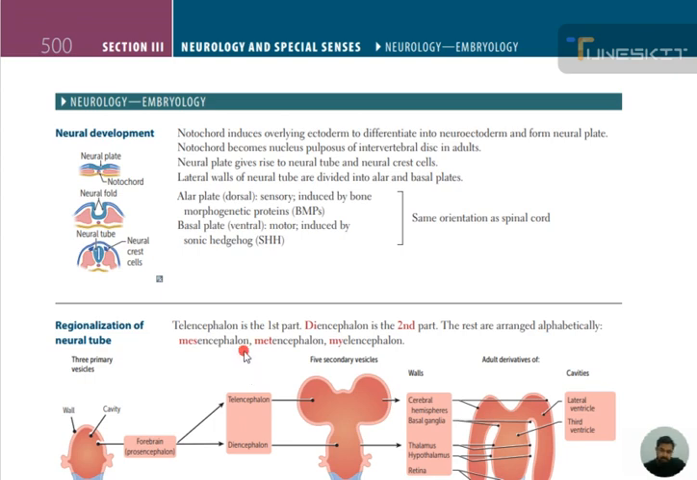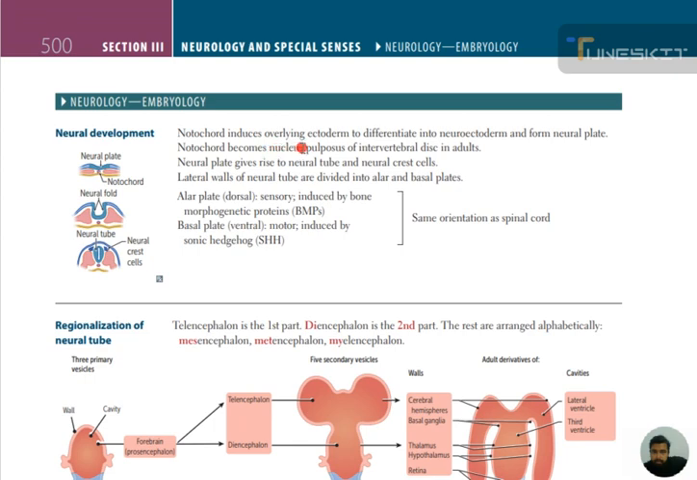So let us start. Here is the notochord, and the notochord induces the overlying ectoderm to differentiate into neuroectoderm and form the neural plate. You can see here that the small dot is the notochord, and above it is the neural plate. It differentiates into the neural ectoderm and the neural plate.